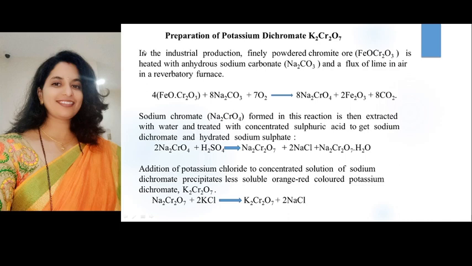In step 3, conversion of sodium chromate into sodium dichromate takes place. Sodium chromate solution is treated with concentrated sulfuric acid and sodium chromate is converted into sodium dichromate. On concentration, less soluble sodium sulfate crystallizes out. The crystals are separated by filtration and concentrated solution of sodium dichromate is obtained.